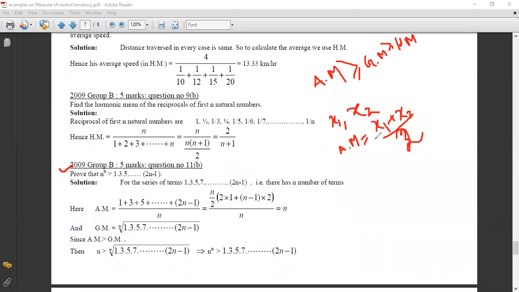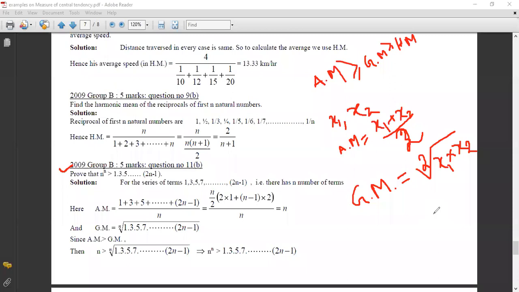Okay. Now the GM, that is called the geometric mean, is the square root of x1 into x2. If there are three numbers, like x1, x2, and x3, then the GM will be the cube root of x1 into x2 into x3.